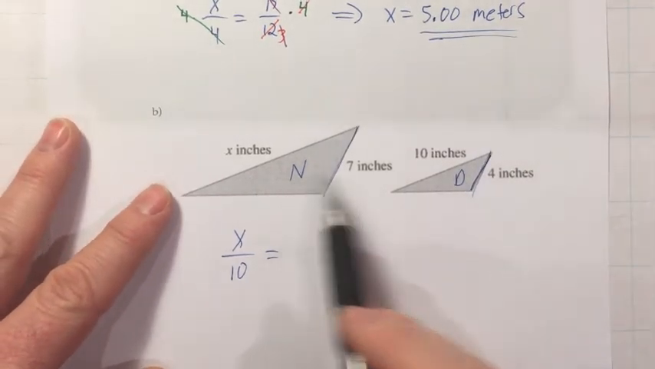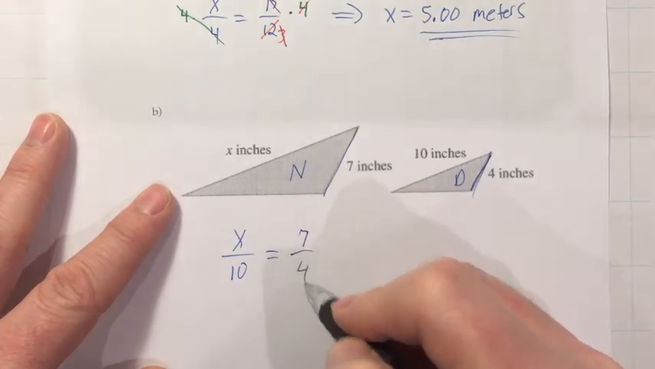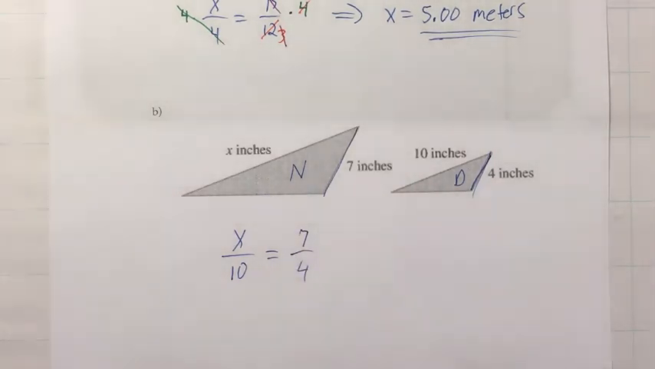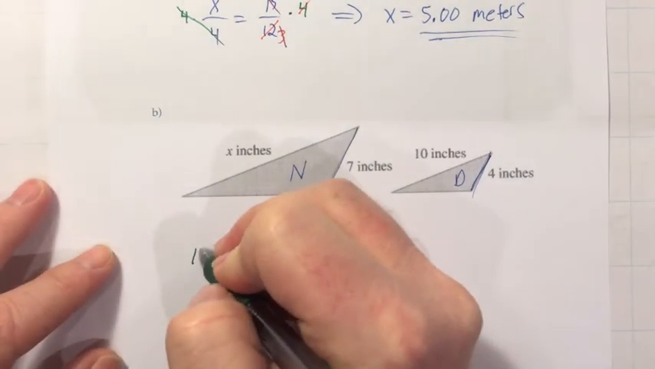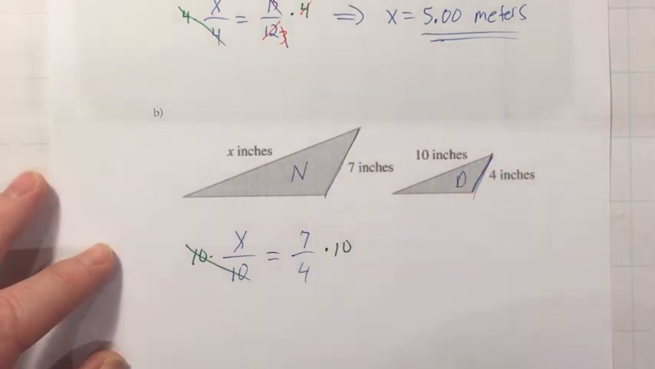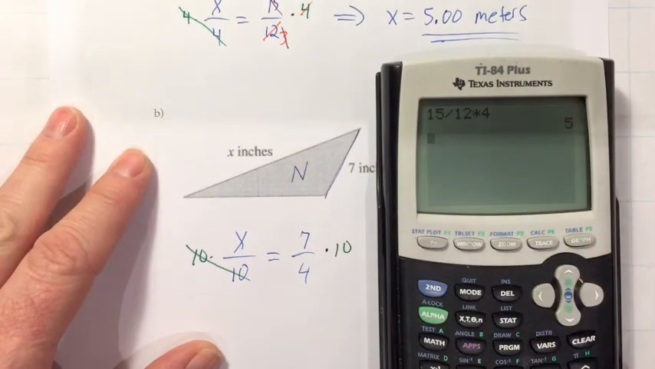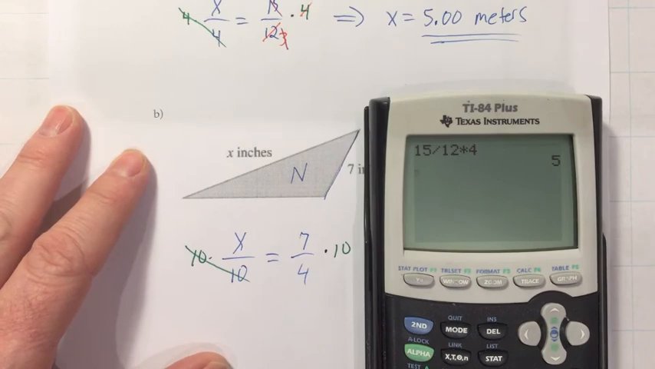And then just pay attention to the numerator denominator. So we'll do 7 over 4 rather than 4 over 7. So there's the setup according to the similar triangles. And then we just need to do the algebra, multiply by 10 to cancel here, multiply by 10 on the other side as well. And we could do some work by hand here, but we are going to end up with a decimal. So I'll just go ahead and bring the calculator in on this one.